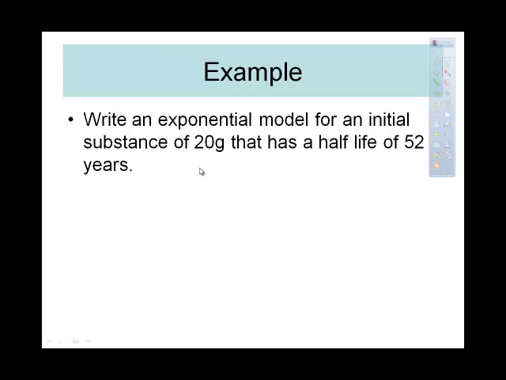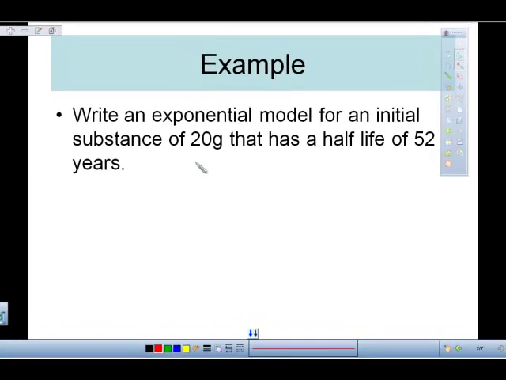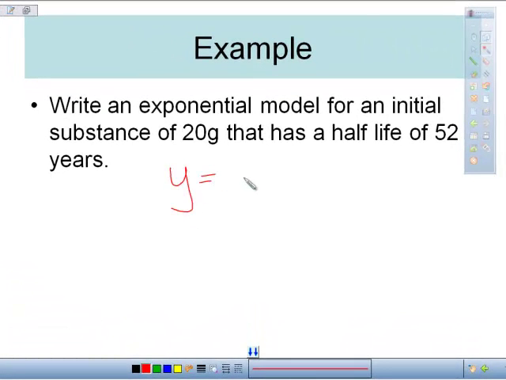Now let's take a look at an example that doesn't have a chart. Let's take a look at this example. We want to write an exponential model for an initial substance of 20 grams that has a half-life of 52 years. We know our basic equation is y equals a b to the x, where a in this case is our initial amount. Looking through our problem, we can see that we started with an initial substance of 20 grams, so our a value is going to be 20.